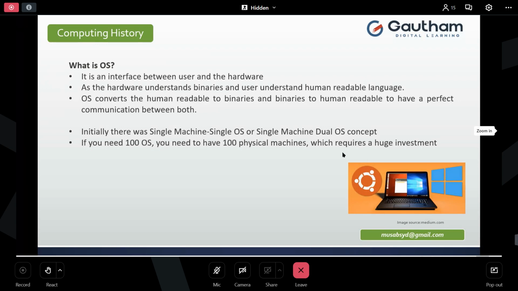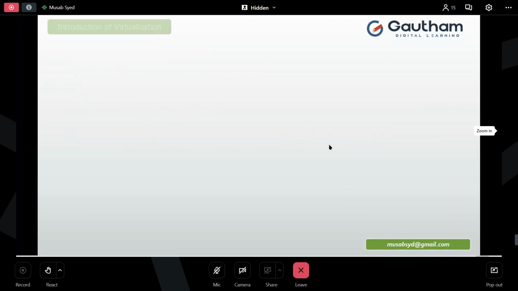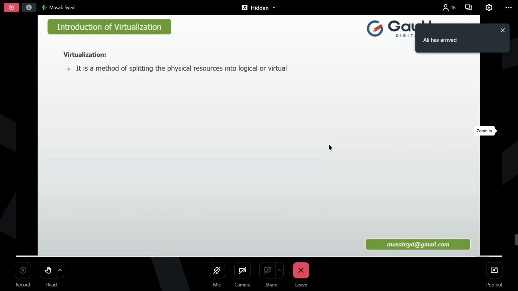To beat and reduce this cost, the concept of virtualization was introduced. What is virtualization? It is a method of splitting physical resources into logical ones. That means running multiple operating systems parallelly on a single hardware. This is nothing but virtualization, right?